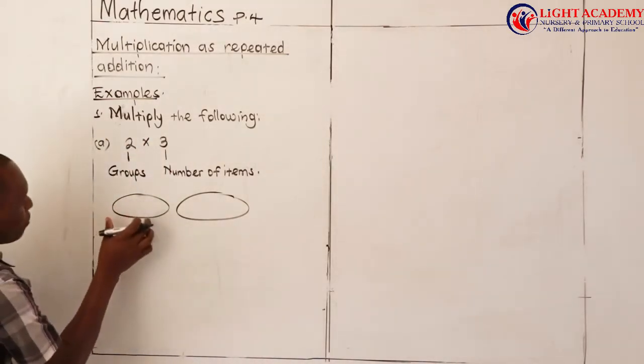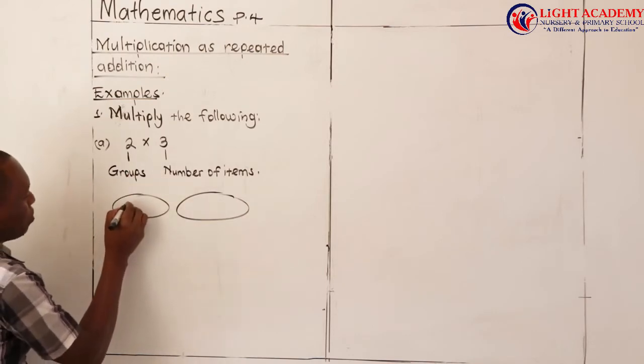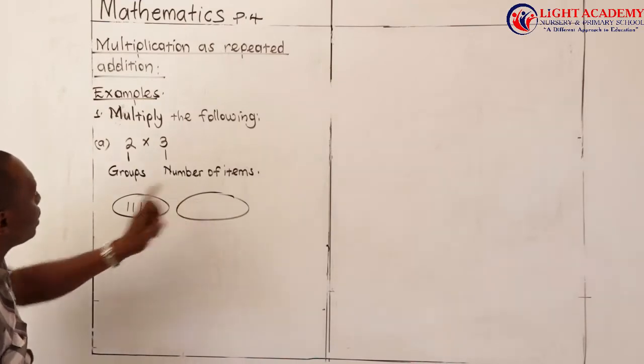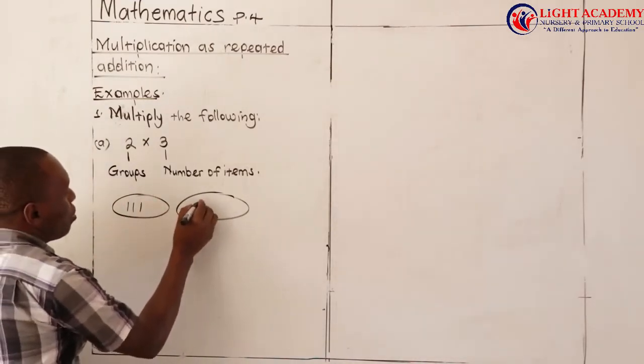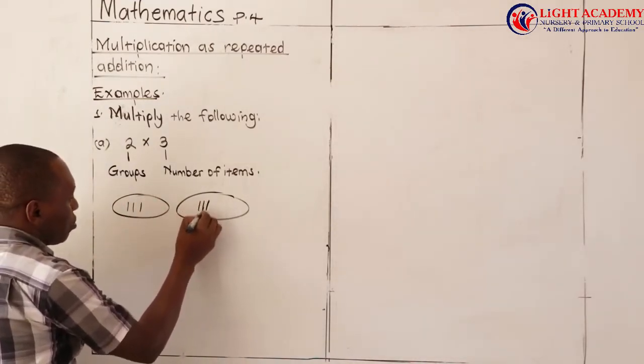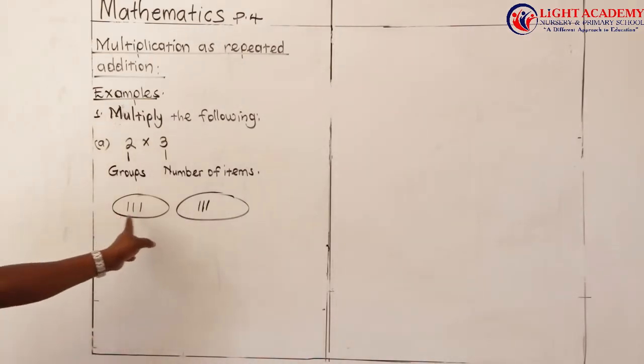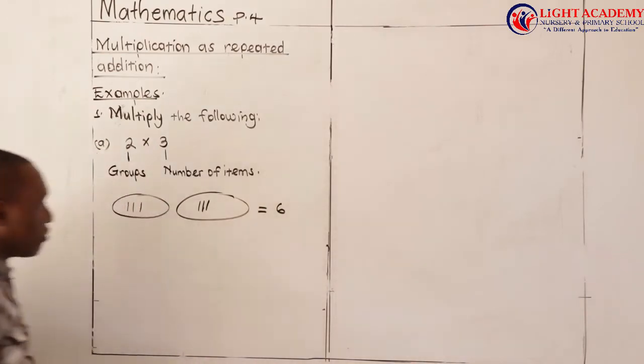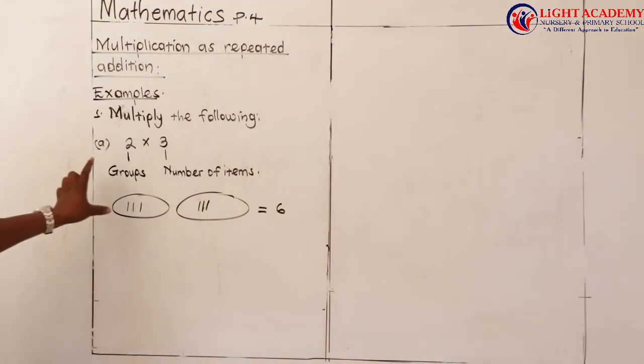So in the first group, I'm counting 3 sticks: 1, 2, 3. The same goes to the second group. I'm counting 3 sticks: 1, 2, 3 sticks, okay? So together, when I count all of them, the answer gotten is 6, right? So we could use this one at a P3 or a P2 level.